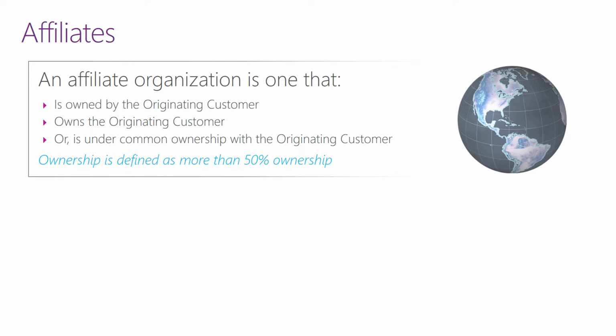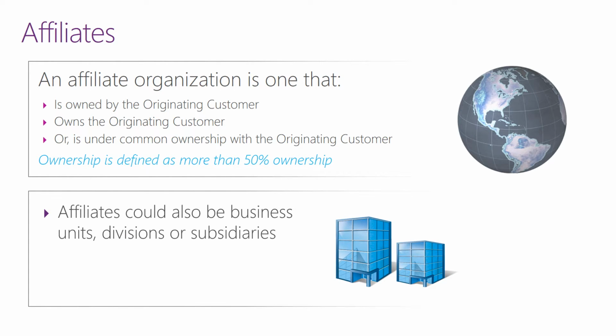Now, an affiliate can also be a business unit within the main customer, if that's convenient. But why is the notion of affiliates important? Well, it's a way for a group of related companies to buy under the same agreement. The main company signs the agreement, and then their affiliates can also buy under that agreement.